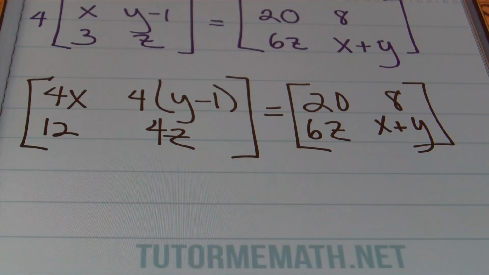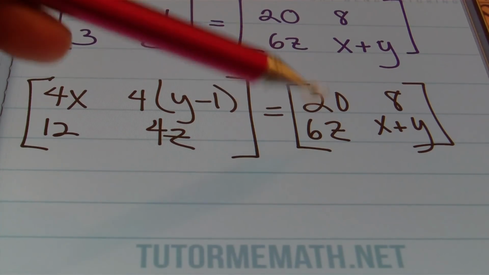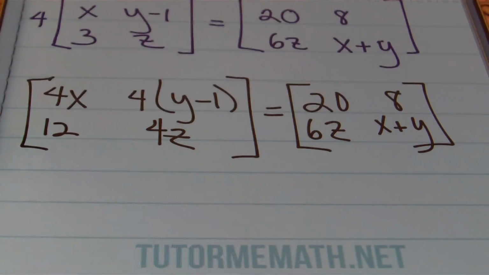All right. So now that we have this, this is what we're going to do. We have equal matrices. I know this. How do I know this? Because the first matrix is a 2 by 2 matrix. I have 2 rows and 2 columns. The second matrix is a 2 by 2 matrix. I have 2 rows and 2 columns. And I can now solve for my variables by setting my corresponding elements equal to one another.